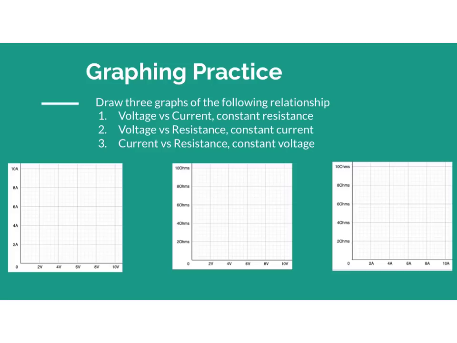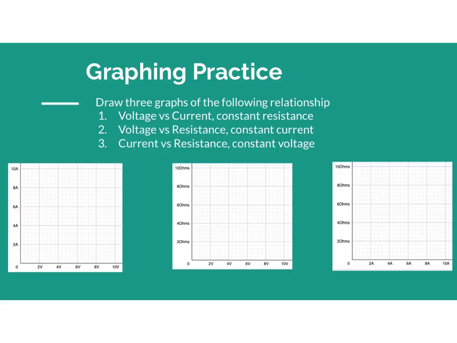Now, let's have a bit of graphing practice for these. So pause the video and try and graph voltage versus current, voltage versus resistance, and current versus resistance, given the law before. So this is graph 1, graph 2, graph 3. See if you can sketch them out in your book, and it's just looking at the proportional and inversely proportional relationships. So pause the video now and give them a go.